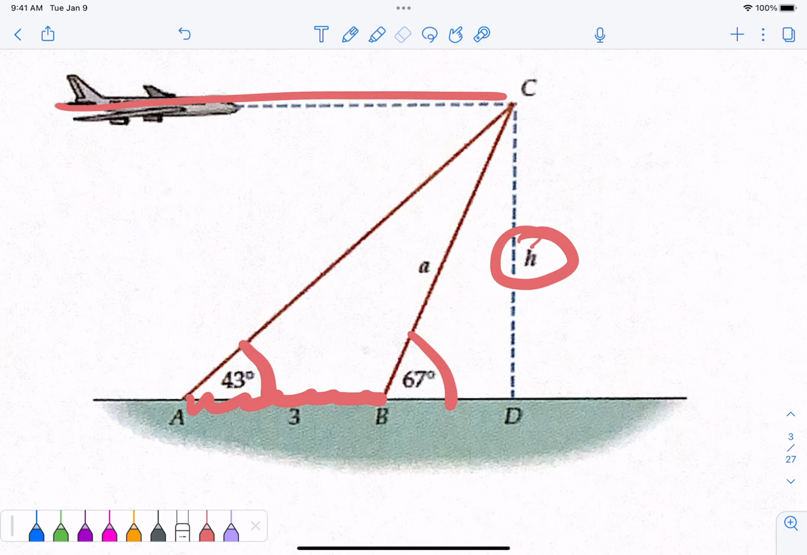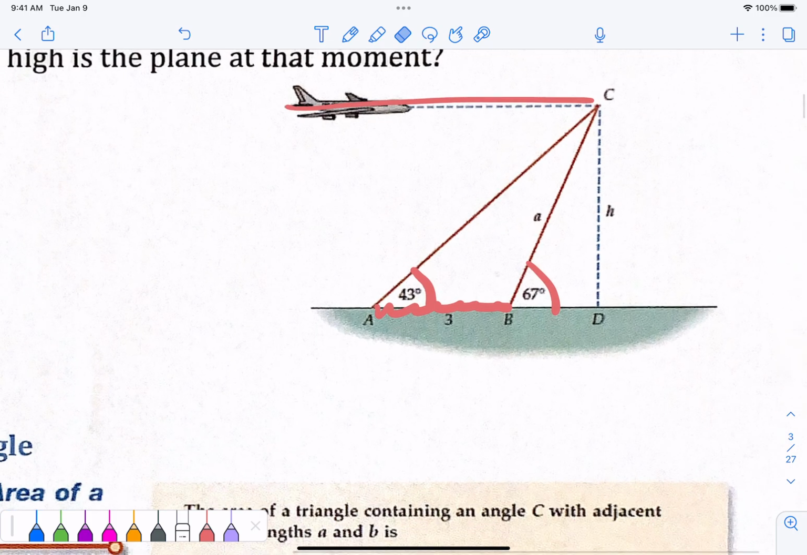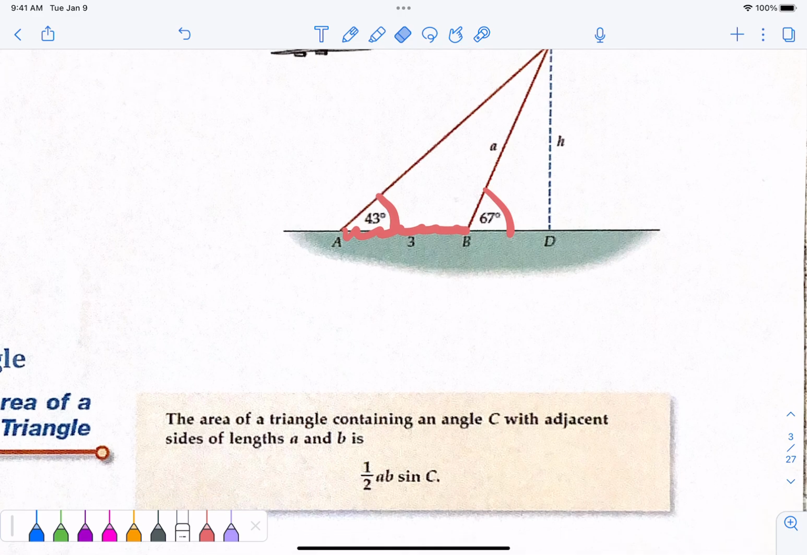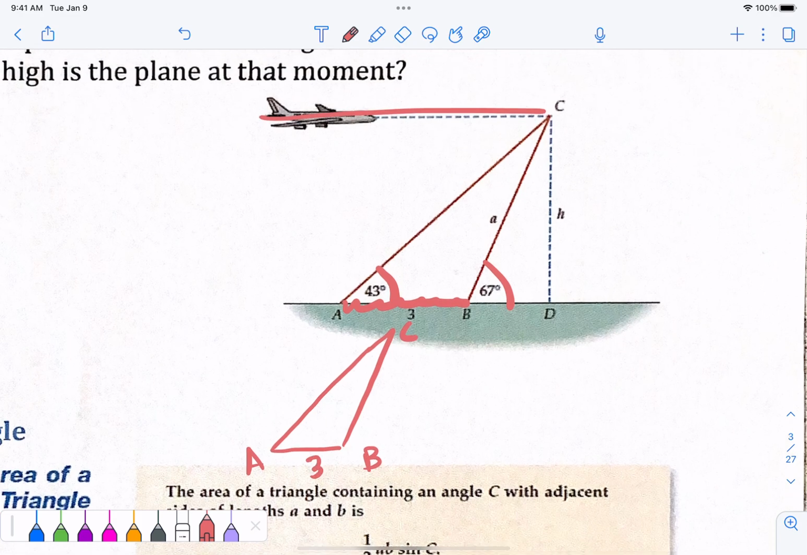But we've got a couple triangles happening here. How many triangles do we have? Technically 3. So let's divvy these up and see what we've got going on. We might not use all 3 of these, but let's start with this one first. This is A and B and C up top, where we have 3 and 43, and they give us a little a there, which we must use at some point.